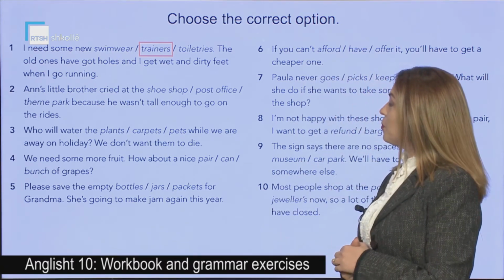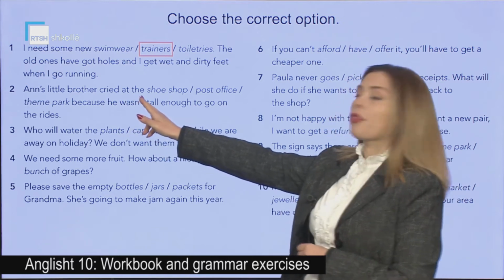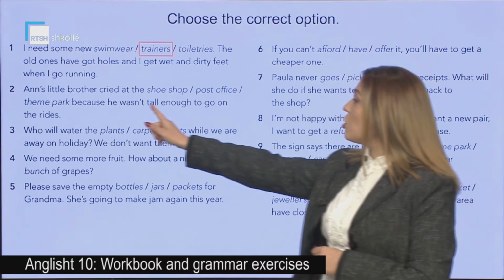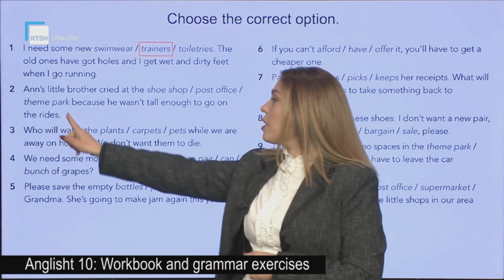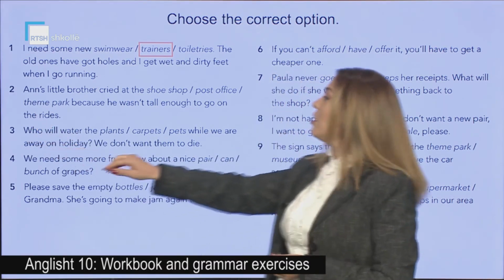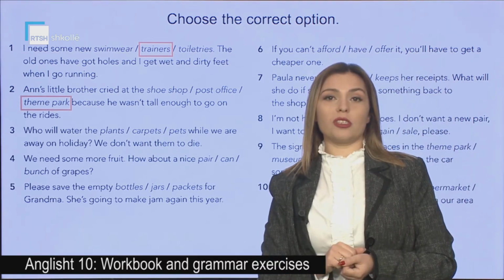Number two: Anne's little brother cried at the shoe shop, the post office, or the theme park because he wasn't tall enough to go on the rides. Where can we find the rides? At the post office? Of course not. We find the rides at the theme park, of course.